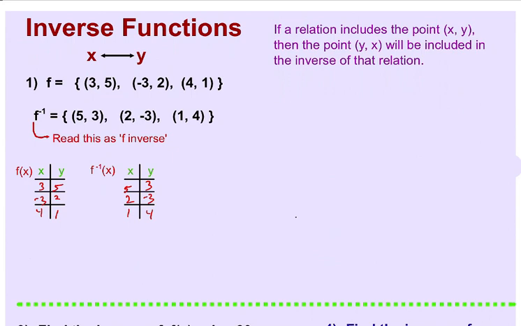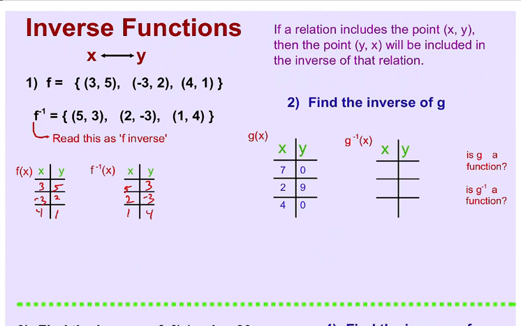One other point though, looking at an example here. Here's another function, call this one g of x: (7, 0), (2, 9), (4, 0). It is a perfectly lovely relation, and it is also a function. Remember back to when we started the year, we said that a function is any relation where every x value has its own y value. Just one y value. So each of the three x values has a y value that goes with it. So this is a function.